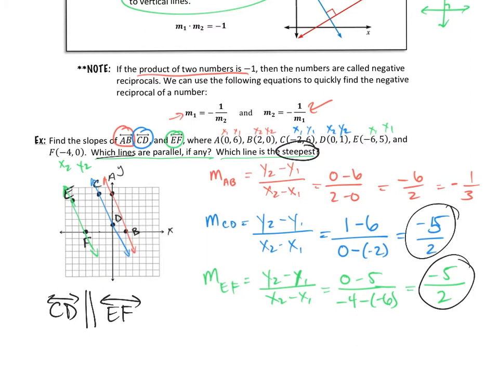So these two again have the same slope. Then I just have to figure out, is 3 bigger or is 5 halves bigger? Because all of them have a negative, when I take the absolute value, the negative sign goes away. So 3 is 3, and 5 divided by 2 is 2.5. So 3 is greater than 5 halves. Therefore, there's not a single line that is the steepest, but line CD and line EF are the steepest lines.